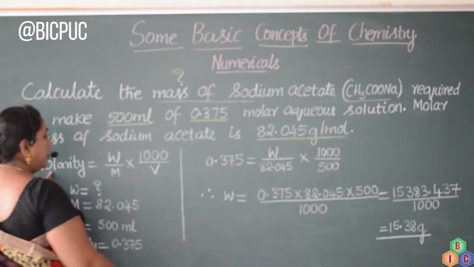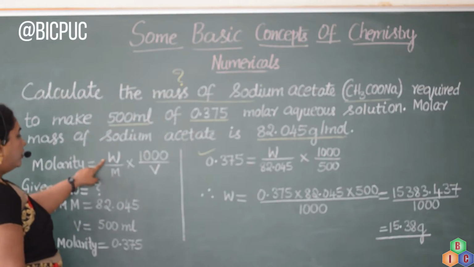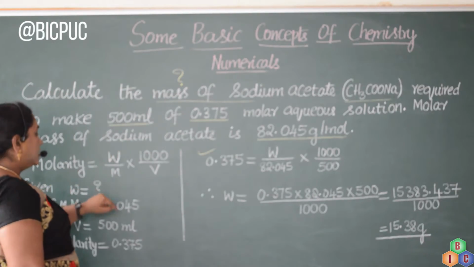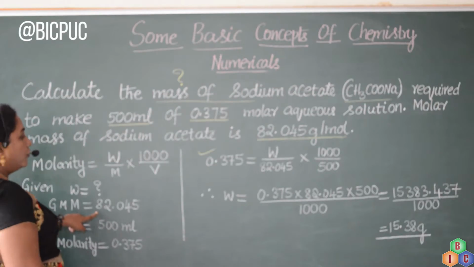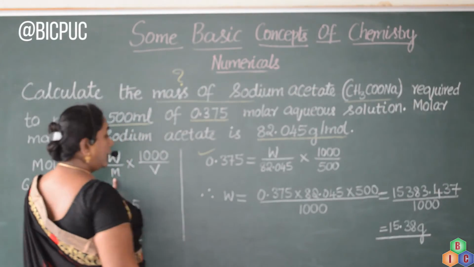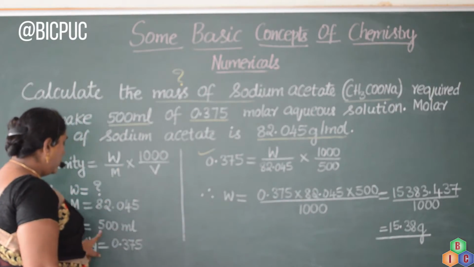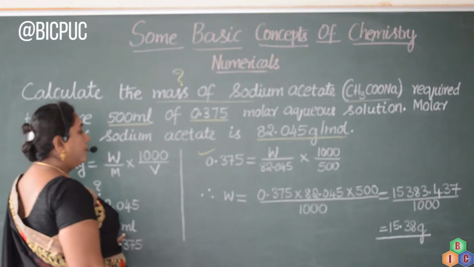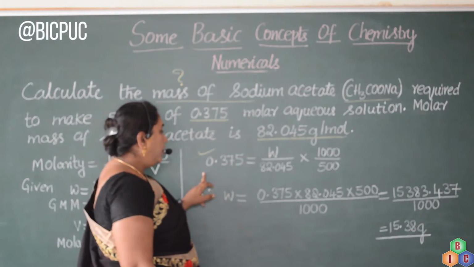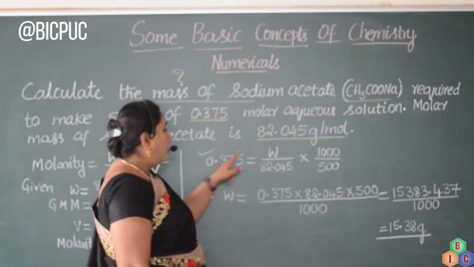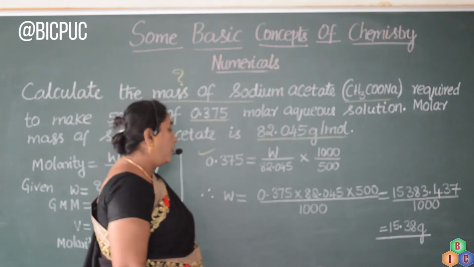We know molarity, that is 0.375. We do not know W, so I am writing it as W. The molecular mass is given to us, 82.045. That's what is written, in this formula, into 1000 divided by volume, that is 500 ml. So now let us solve for W. Therefore, W will be equal to, now all of this will become the numerator, 1000 will become the denominator.